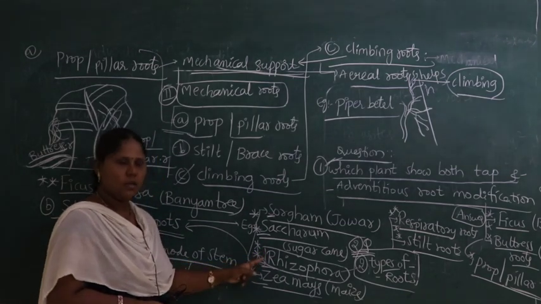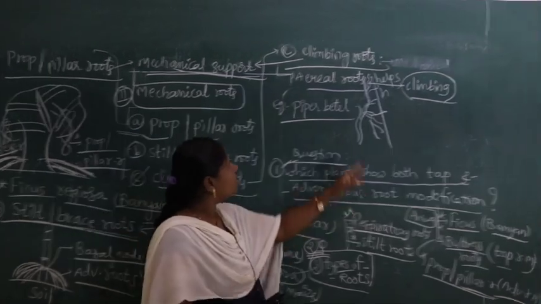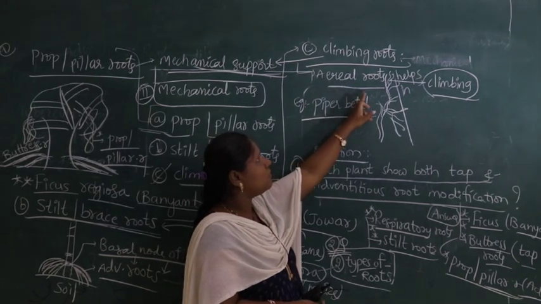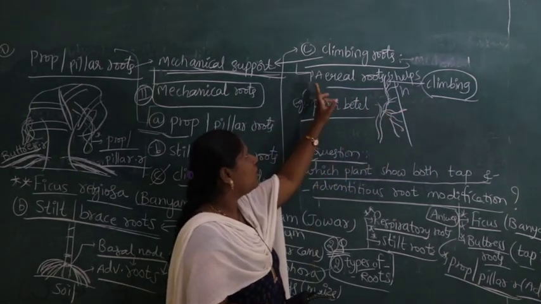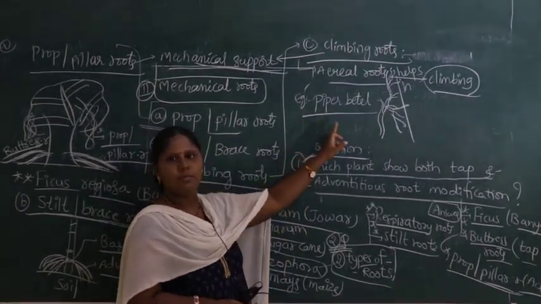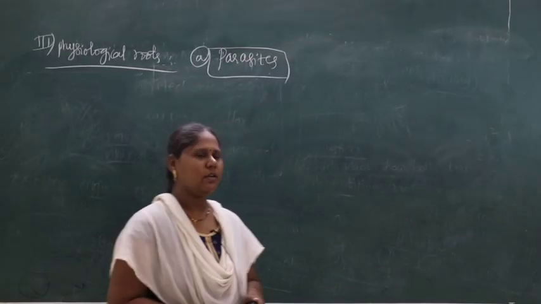Then Zea mays, commonly called maize. Here a third category is called climbing roots. In the case of climbing roots, aerial roots help in climbing. When aerial roots help for climbing, they are called climbing roots. And what are the examples? Piper betel. Now let us continue with the third one.